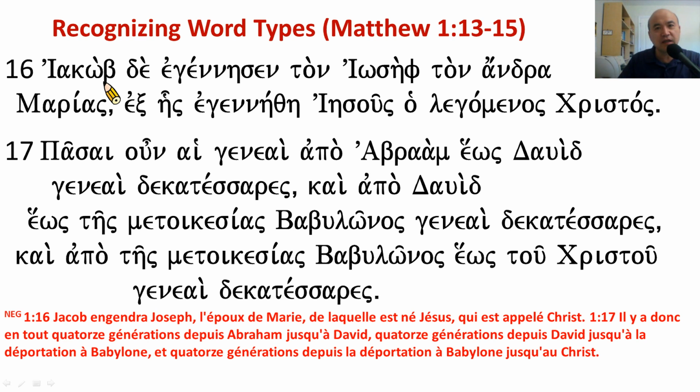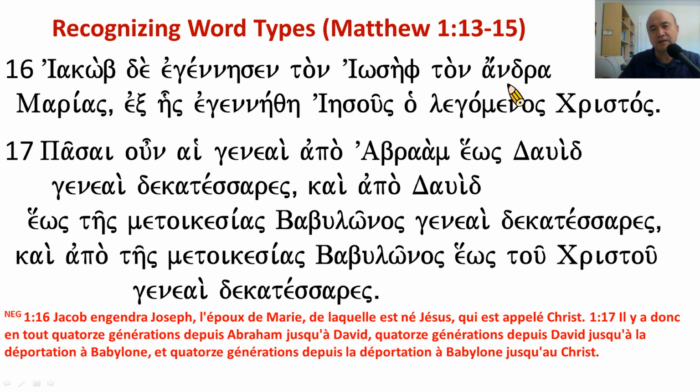Now, verse 16 from Matthew chapter 1. Jacob de egennesen ton Yosef. We understand up to here. And Jacob gave birth to Joseph. Yosef, ton andra. Okay, one more time, the article, and after that another noun. So the noun is in agreement with the previous noun, the proper noun Yosef.